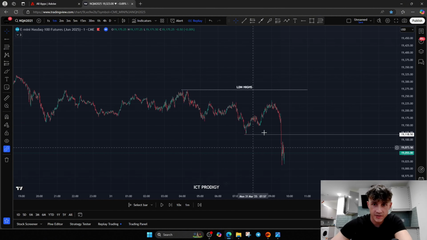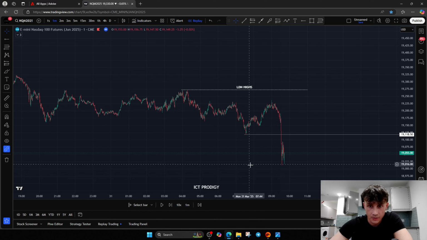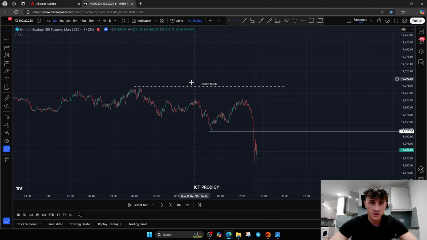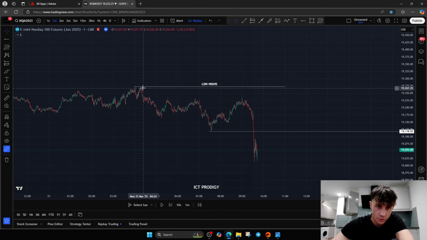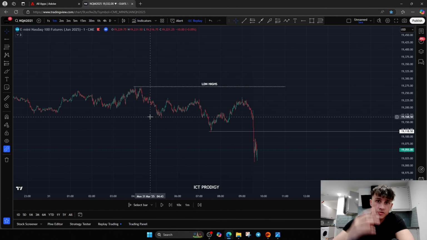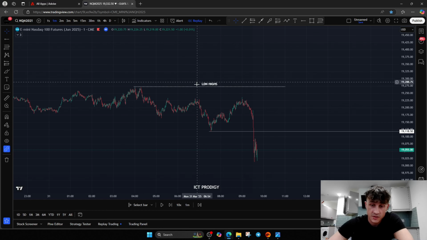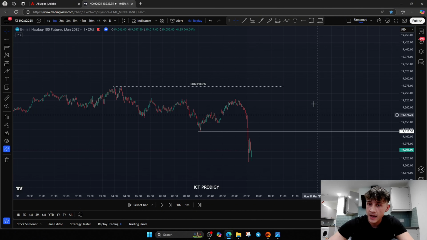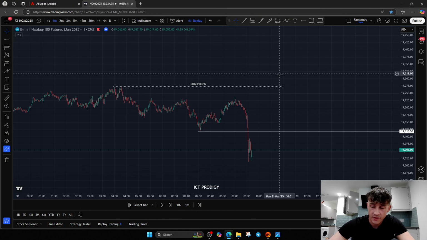All right, guys, so coming into the session, you literally only need to have it marked out like this. It's very simple. It doesn't take a lot of work. So you can see here clearly you have London highs, which are also relative equal highs. So we have 2 confluences here. We have London highs and relative equal highs. So it's a major draw on liquidity, and we know price is going to come back to fill those imbalances and hit these stops that are resting above that area.